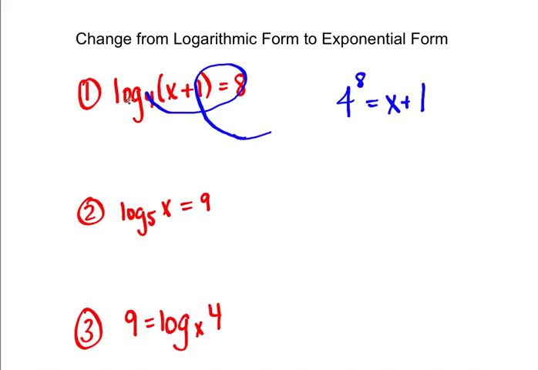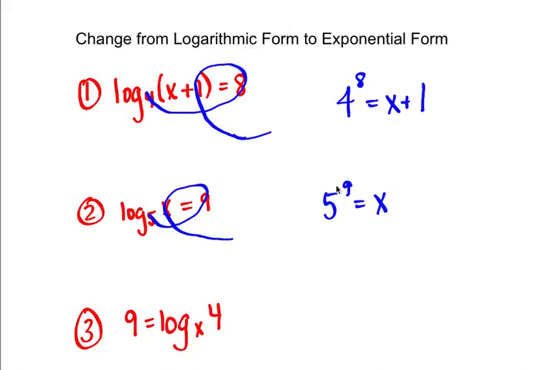Same setup here. If the log is on the left side, this works. If it's not, you either have to make a backwards E or just flip the problem around. So again, let's do that. So we're going to start with the base 5, hit the 9, and go to x. There's our E. So we would have 5 to the 9th equals x.